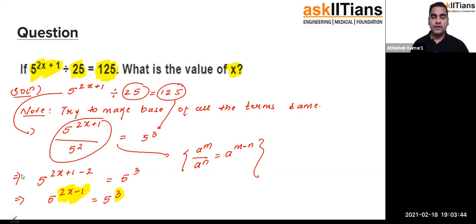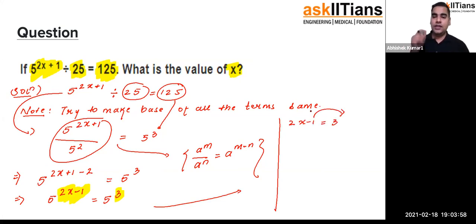So to solve it further, we can equate the powers. If I equate the powers, what will I get? I will get 2x minus 1 is equal to 3. Now we can transpose this 1 to the right hand side, and when you transpose it, it is going to become positive. So you will get 2x is equal to 3 plus 1. That means 2x is equal to 4, and if 2x is equal to 4, x is 4 by 2. That means the value of x is 2.